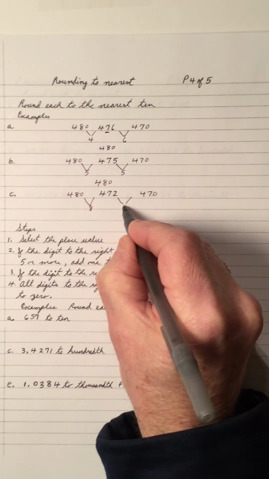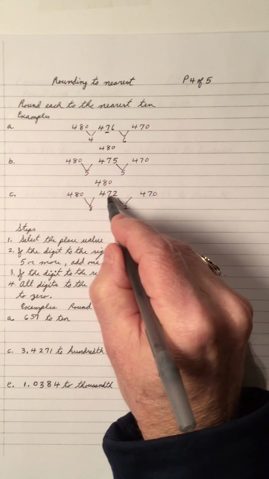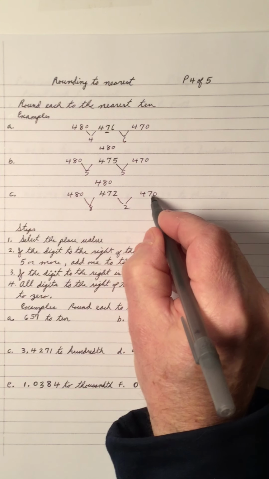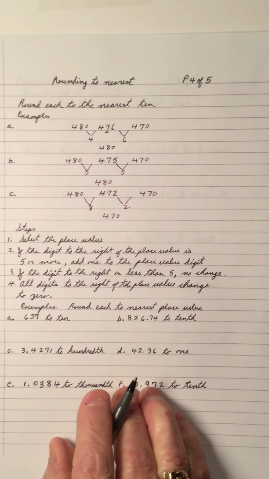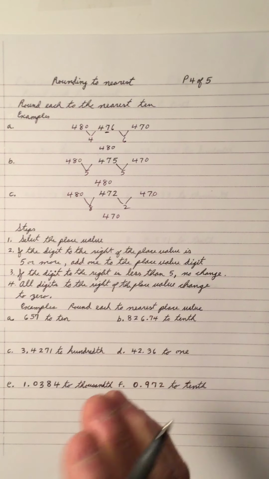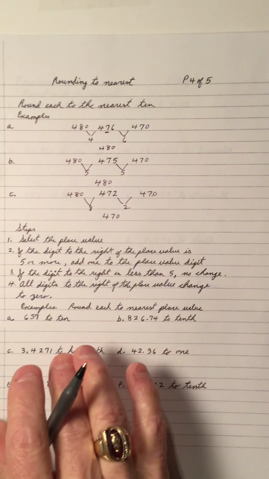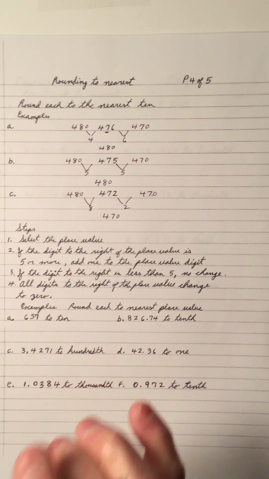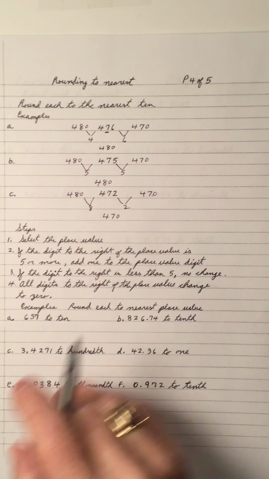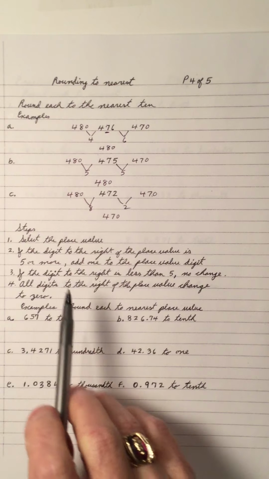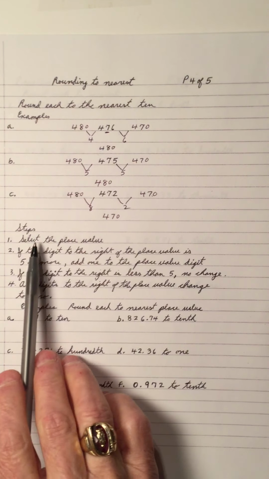472 and 470, there's a 2 difference. Notice that 472 is closer to 470, so we have to round it down. Whatever is closest, that's what we round to. And if it's a 5, we round it up. That's reviewing how we're rounding, but let's look at the rules that I use myself.